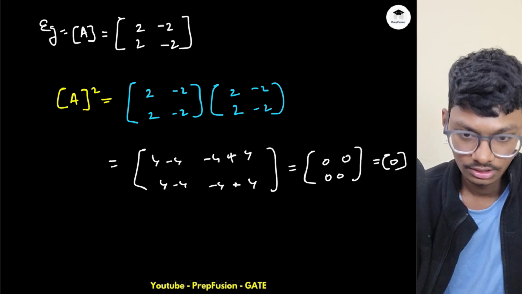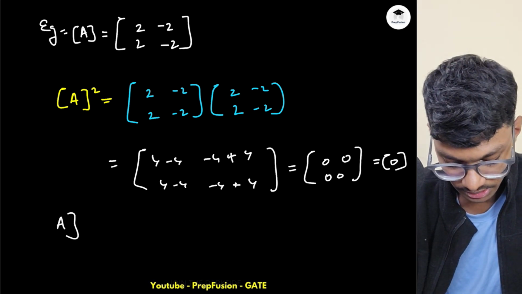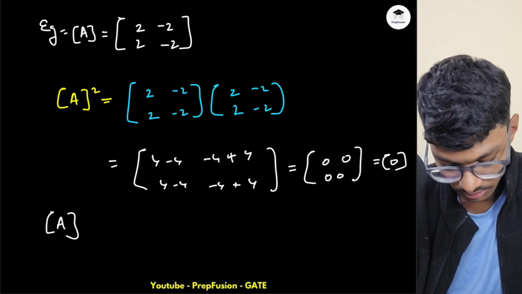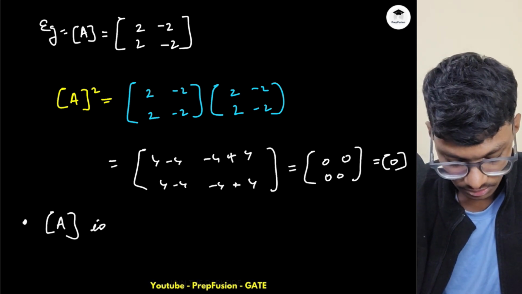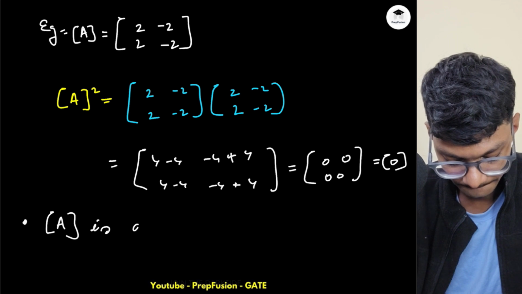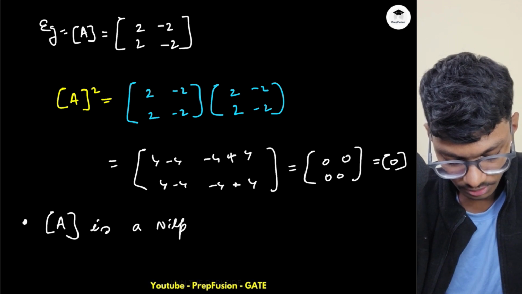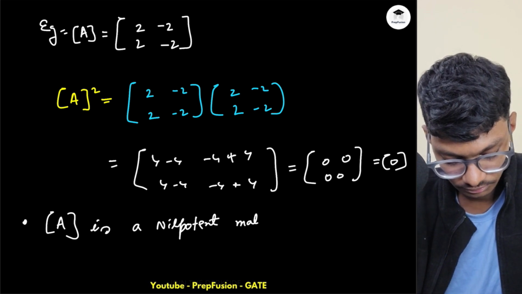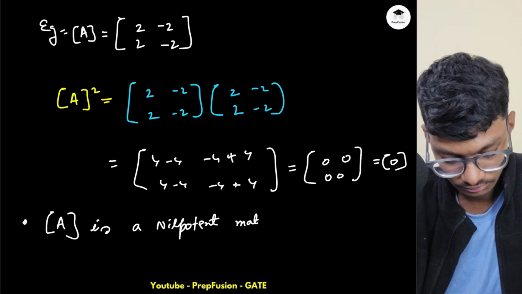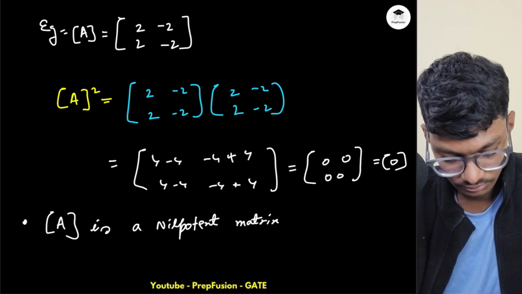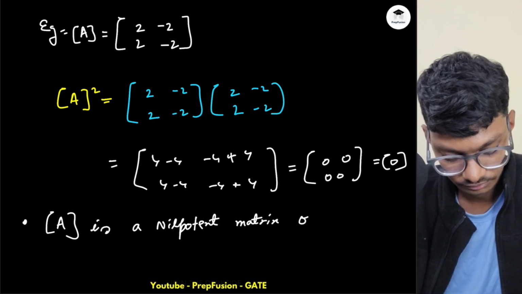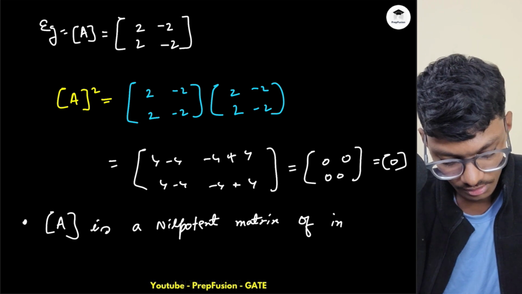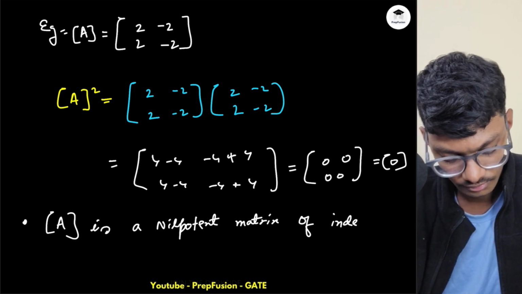So here A is a nilpotent matrix of index 2.